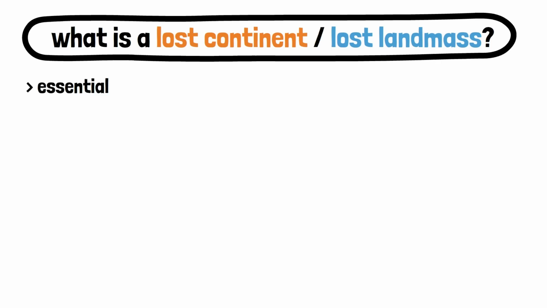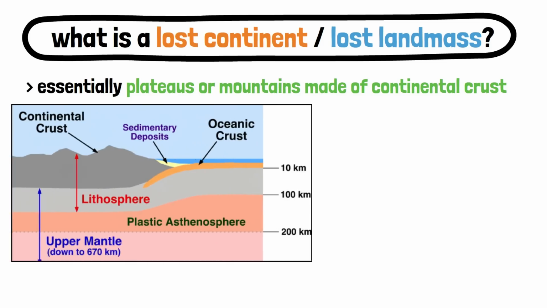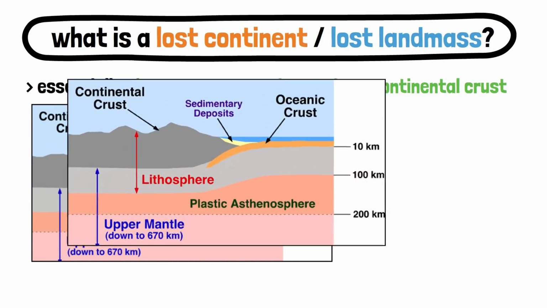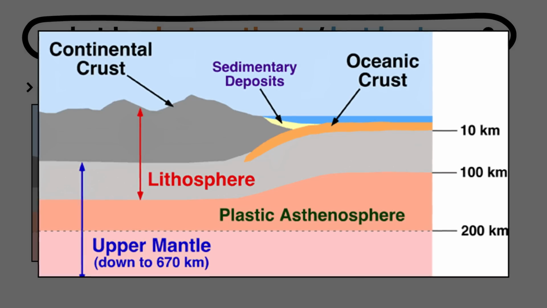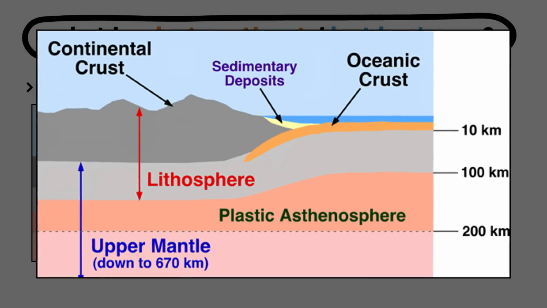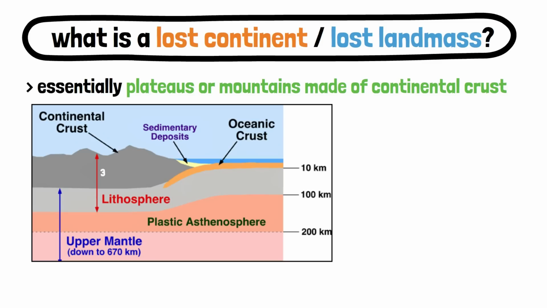Most of these lost continents are essentially plateaus or mountains made of continental crust, in the same way that our actual continents are. The only difference is that these lost ones are hidden from our view below sea level. Essentially, if an area is just ocean, then it will have water and then oceanic crust beneath it. Continental crust is typically 30 to 50 kilometers thick, while oceanic crust is only 5 to 10 kilometers thick.